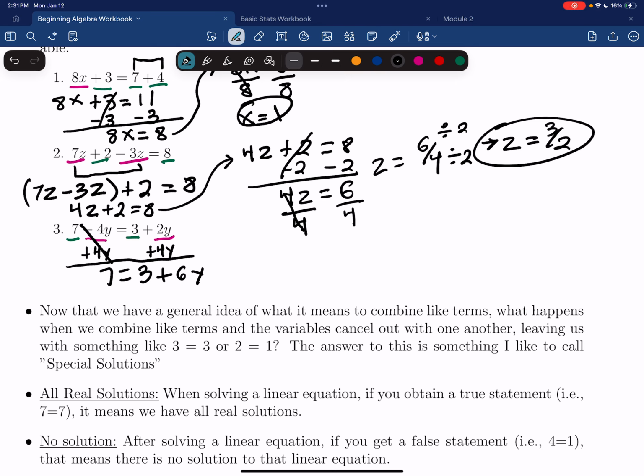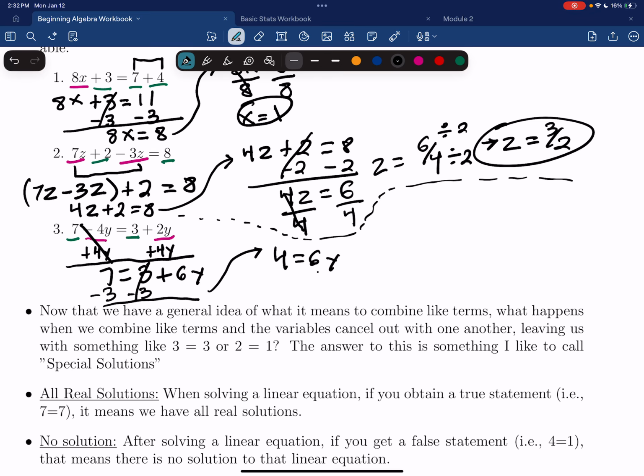And now we solve this like any other equation we've seen before. So we're going to first start off by subtracting 3 on both sides. I'm going to bring this up here. It gets a little messy here. So we have these 3's cancel. 7 minus 3, that's 4. We get 4 equals 6y.